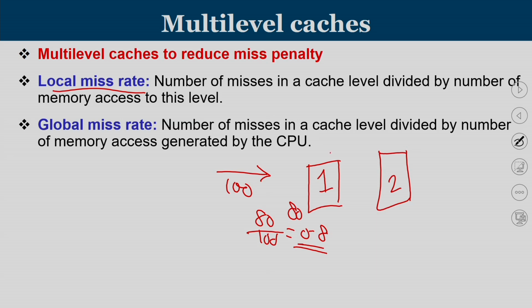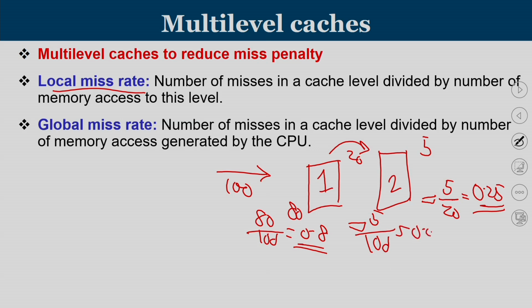Now out of these, 20 that miss, only 20 are going to L2. Now in this 20, you assume 5 of them are missing. So what is the miss rate of the L2 cache? 5 are missed out of 20, that is 0.25, that is the miss rate. So the local miss rate of L2 is 0.25. What is the global miss rate? It is the number of misses I encountered. I have encountered only 5 misses. What is the total number of memory requests? It is 100. So that will give you 0.05.